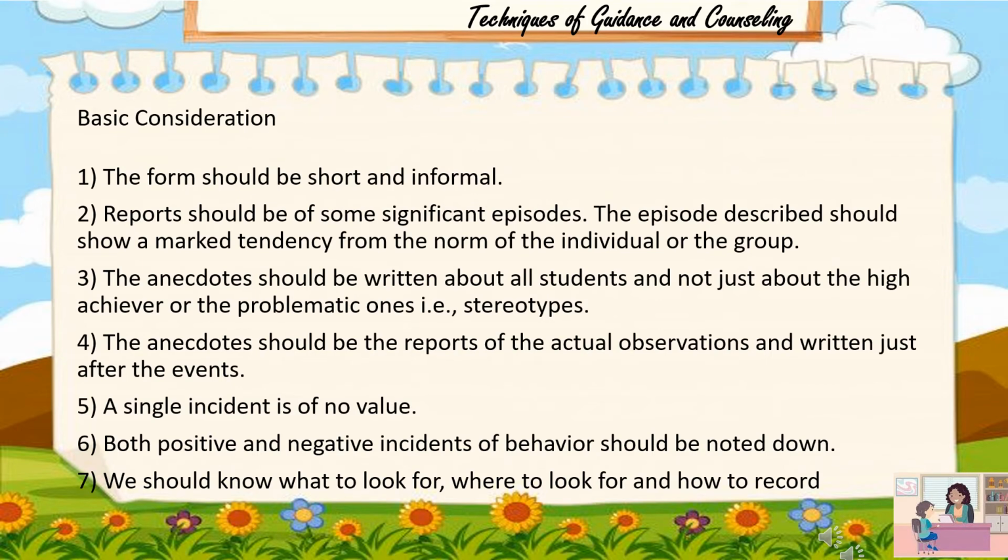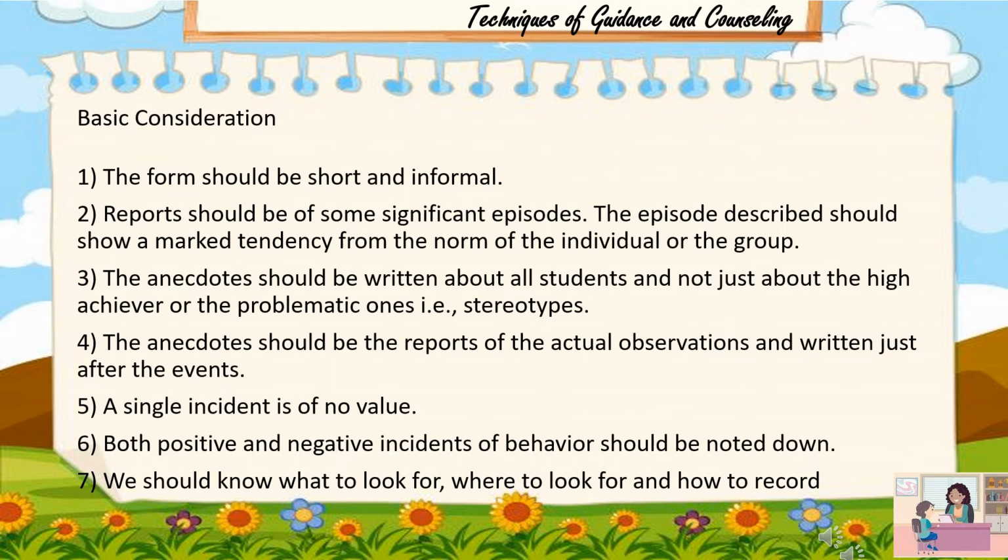A few basic considerations to be kept in mind are given below. Number one, the form should be short and informal. Number two, reports should be of some significant episodes. The episode described should show a marked tendency from the norm of the individual or the group. Number three, the anecdote should be written about all students and not just about the high achievers or the problematic ones. Example given, stereotypes.